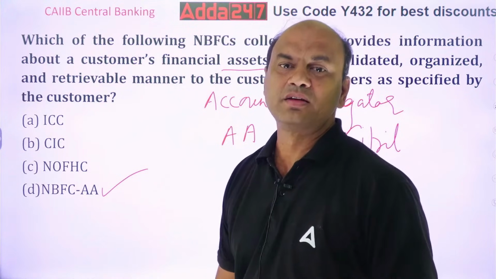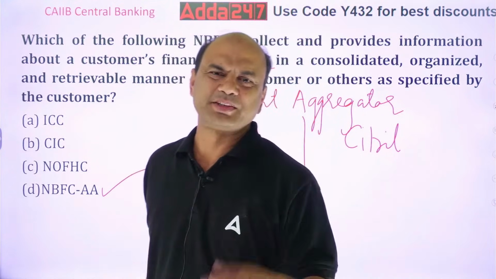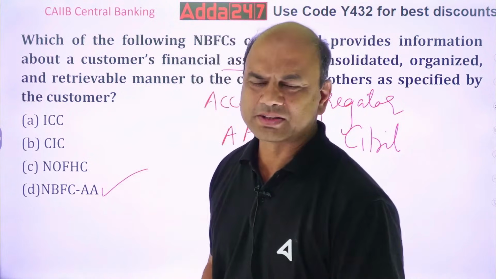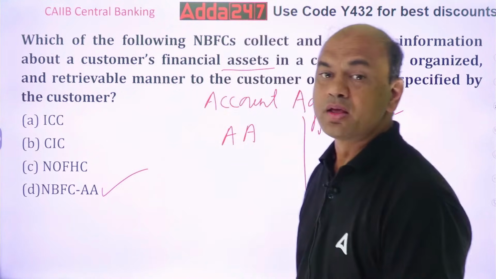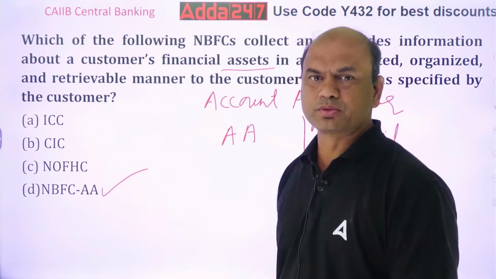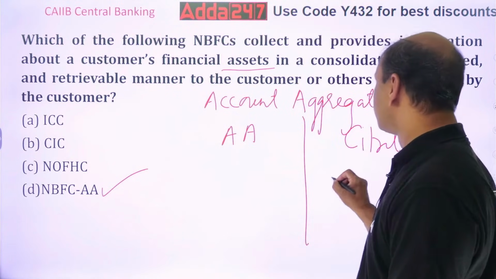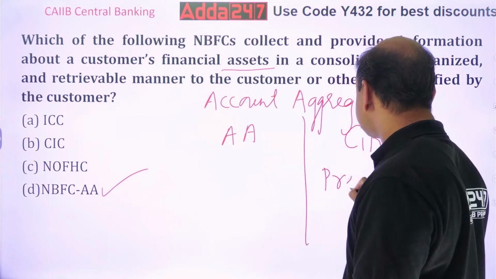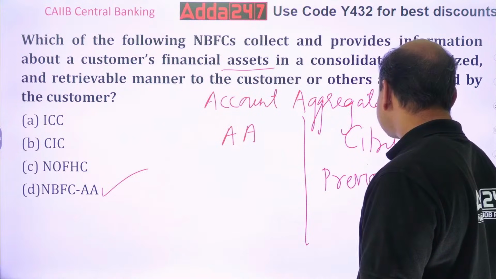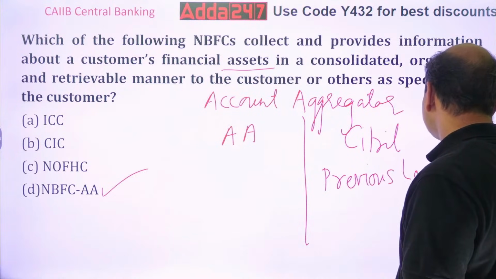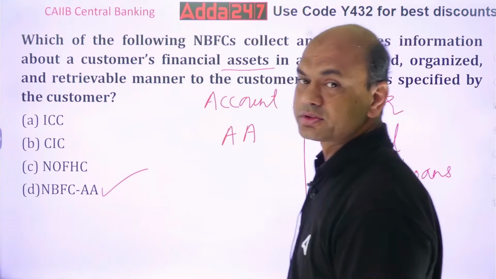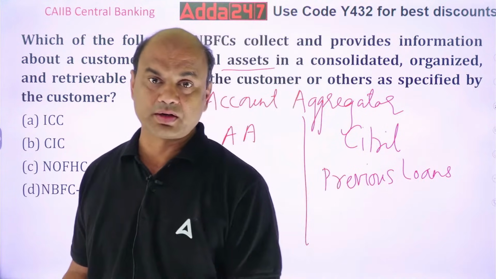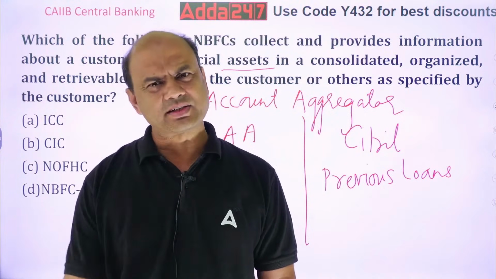CIBIL is just a name given. Experian, Equifax, and CRIF Highmark plus CIBIL. These are the four companies. Now, what do CIBIL and these companies do? They check your previous loans. Pay attention. Only loans they check. Loans means how have you repaid the loans? Have you defaulted any time? How many times have you defaulted? All these things are checked.